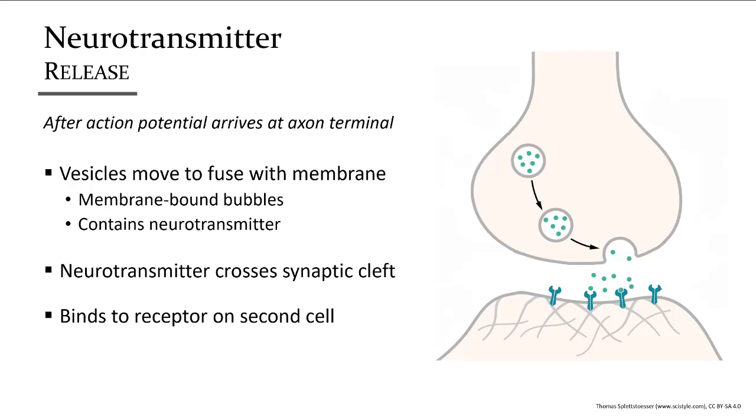When an action potential arrives at the axon terminal, it causes calcium to enter, which pushes these vesicles to the membrane, and once it touches, it opens up and the neurotransmitter falls out and enters the cleft, crossing over to the postsynaptic membrane of the second cell.